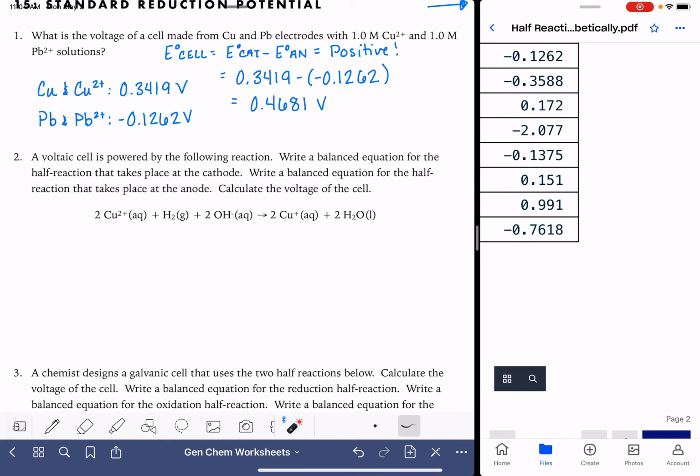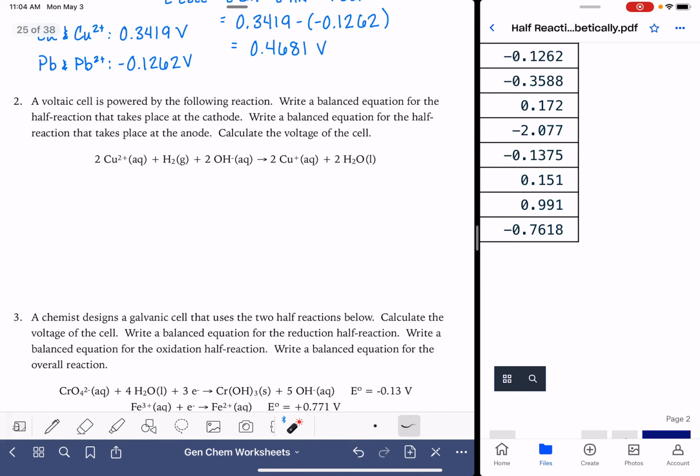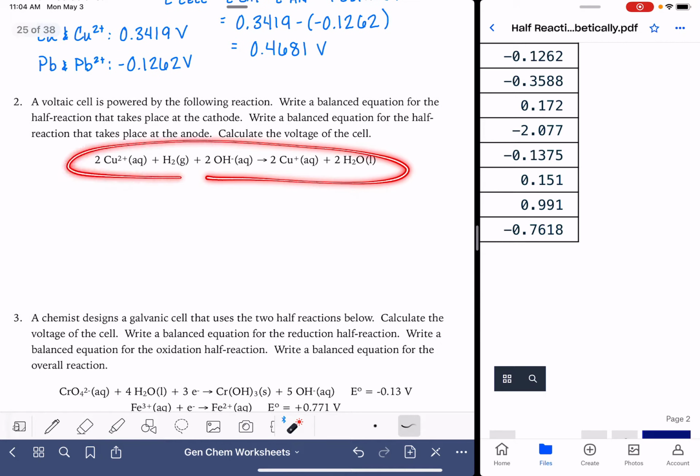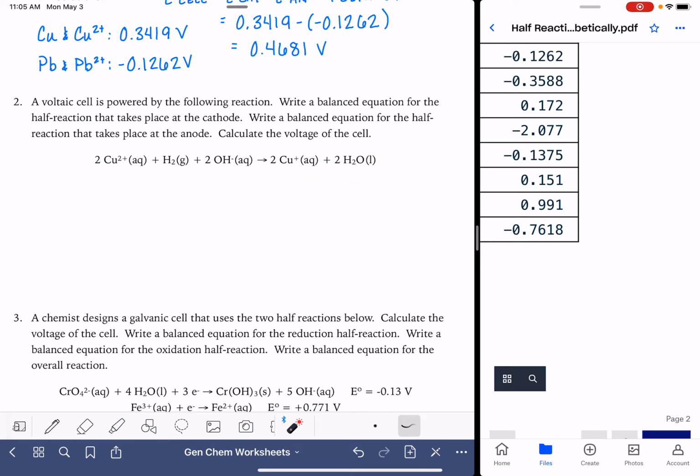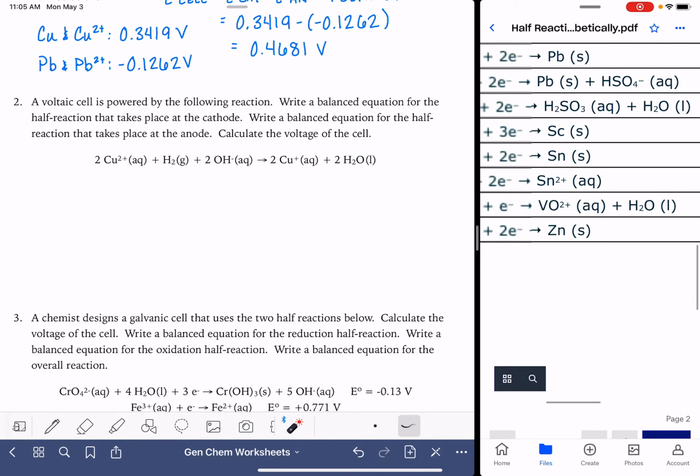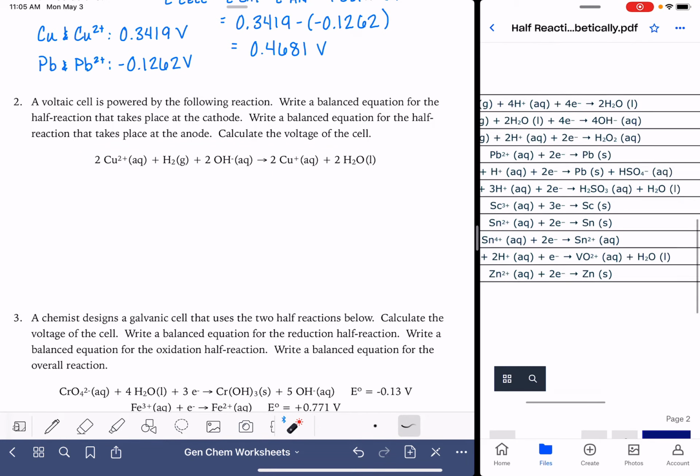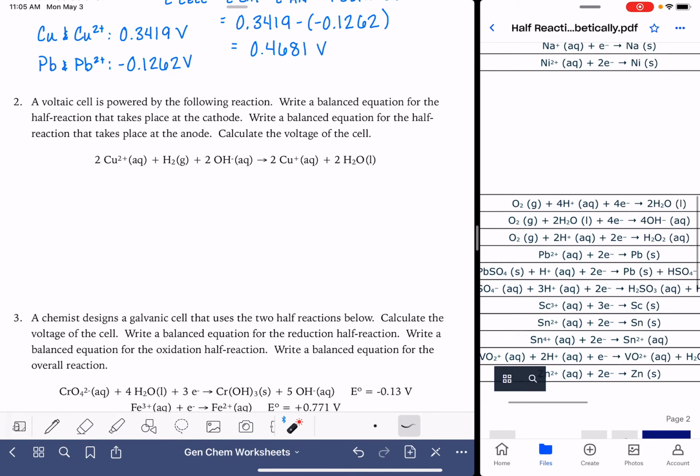It wants us to identify and write an equation for the half reaction taking place at the cathode and also at the anode and calculate the voltage of the cell. So this one is a little bit trickier because we are going to have to pull the two half reactions out of this equation. However, we do have all of the half reactions written out in this table, which is actually going to help us move through this problem pretty quickly.